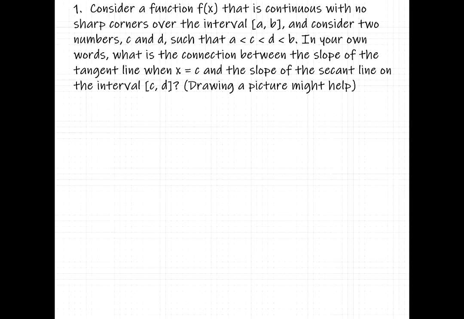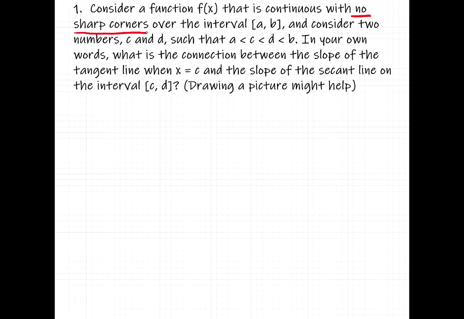Okay, so let's look at a couple of key words here. Consider the function f of x that is continuous with no sharp corners. We'll talk about that a little bit later, but basically, if there's a sharp corner in a graph, like the graph of an absolute value function, then the derivative doesn't exist. We'll talk about that later.